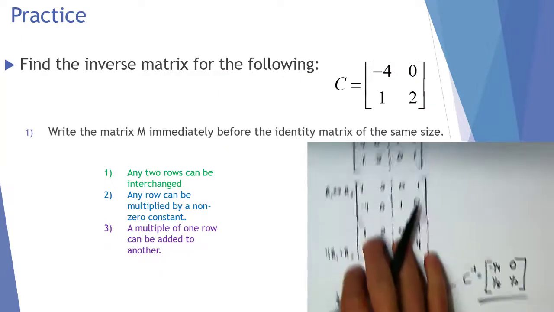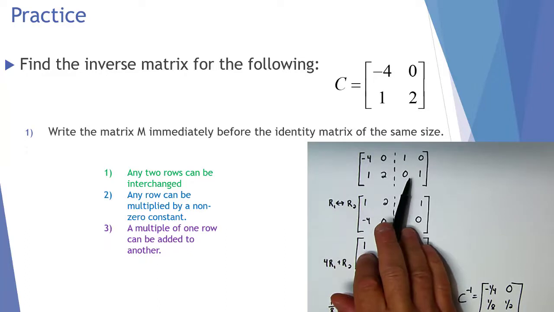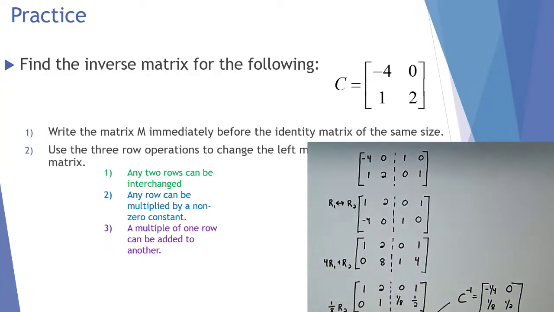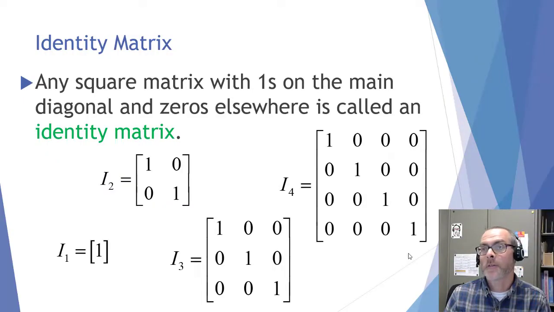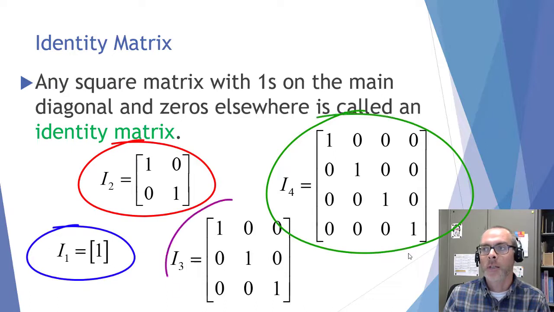We wrote our original matrix right before the identity. We used our row operations to move it, and our inverse matrix showed up on the right. Okay, well, that's definitely enough for this lesson, but just to summarize what we did here, you became familiar with the identity matrix. The identity matrix is that square matrix that acts with other square matrices just like the number 1 does with the real numbers.